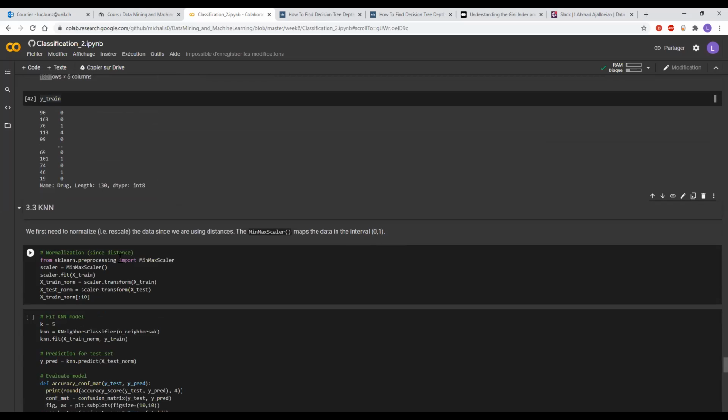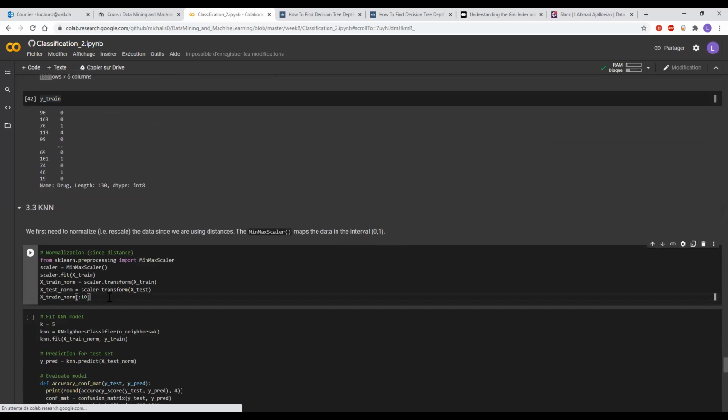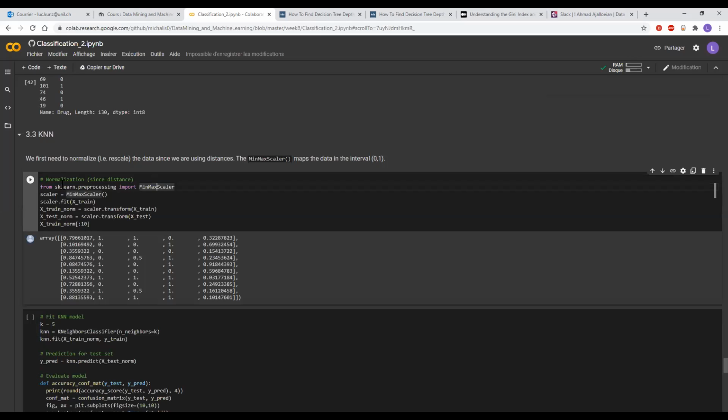Normalize means we rescale the data between 0 and 1. So we use the MinMaxScaler from sklearn. We create an instance of the class, and then we transform the X train, and then transform X test with the same scaler. We fit on the training set. This is also very important. We fit on the training data, and then we transform the training data and the test data. We don't fit on the test data, otherwise it would be cheating.